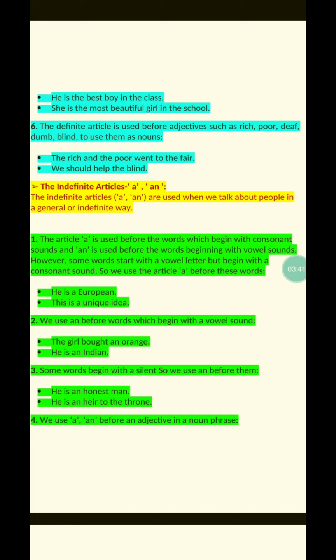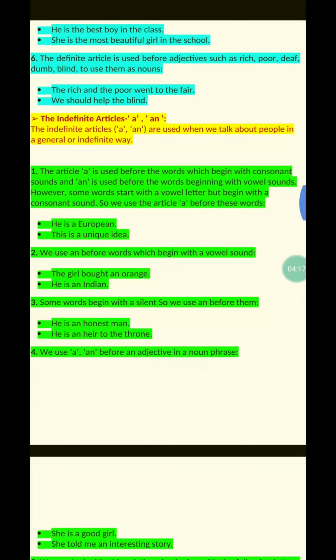A few examples. He is a European. Now children, when we pronounce European, the sound Y-O-U comes. The same goes with unique, the pronunciation of Y-O-U. Hence, we use the article a. Second point, we use an before words which begin with a vowel sound, like orange, Indian. Third, some words begin with a silent H, so we use an before them, like honest. Here the sound of H becomes silent and we use an.